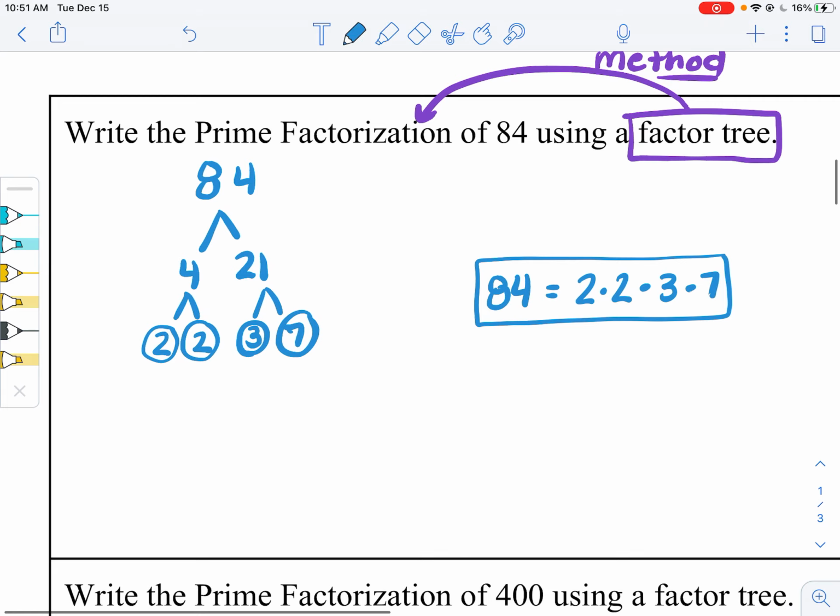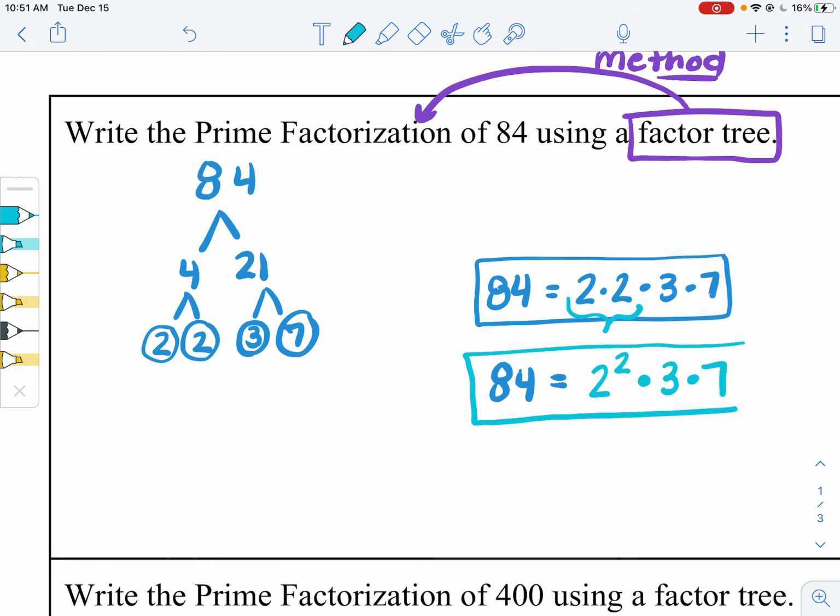We can also write this one other way. We can write this using exponents, using powers. And I can do this because 2 times 2 is 2 squared. So I can say 2 squared times 3 times 7 to just write it in a concise way. Okay?